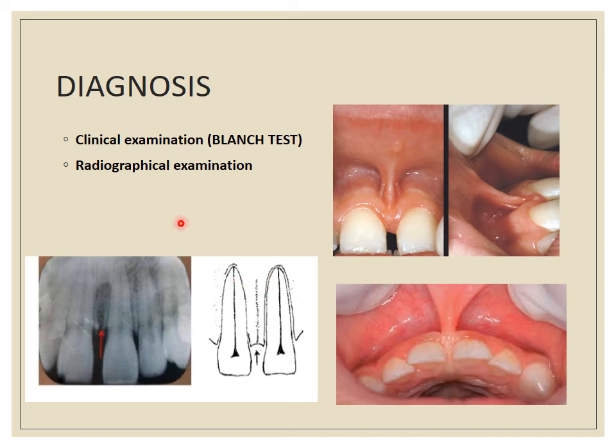The other examination is the radiographical examination. We should make a periapical radiograph, and if we see a radiolucency between the two centrals, it means that there are fibers inserted in here.